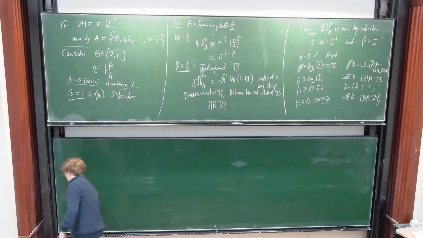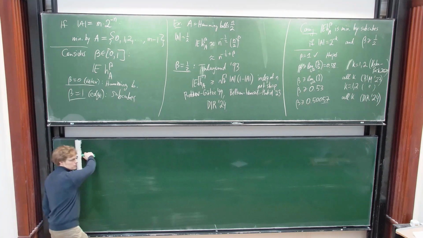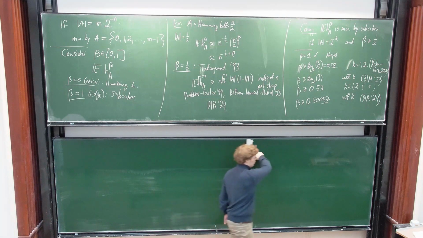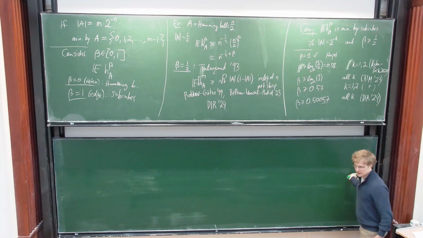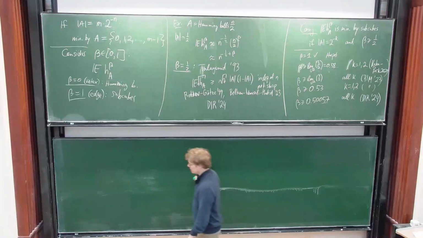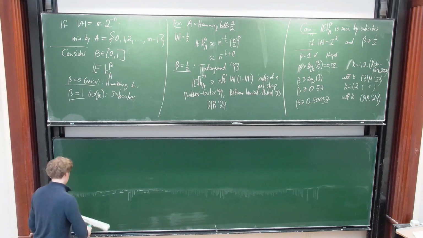So let's think about how would we prove lower bounds for the expectation of HA to the beta, right? That's the question. How do we prove these lower bounds? And there's essentially 3 steps. And all these proofs that are on the board after Harper follow these 3 steps.